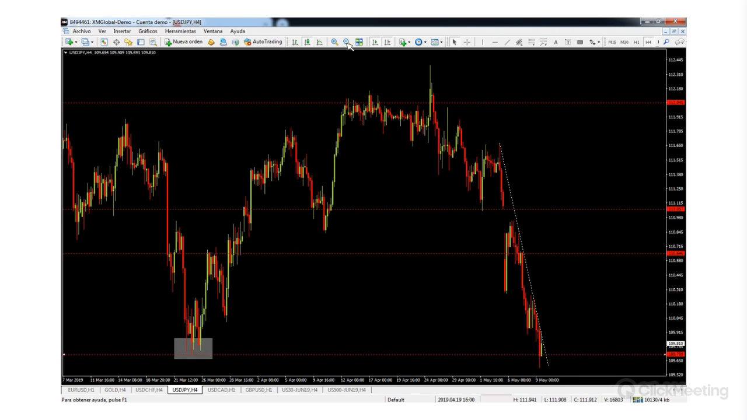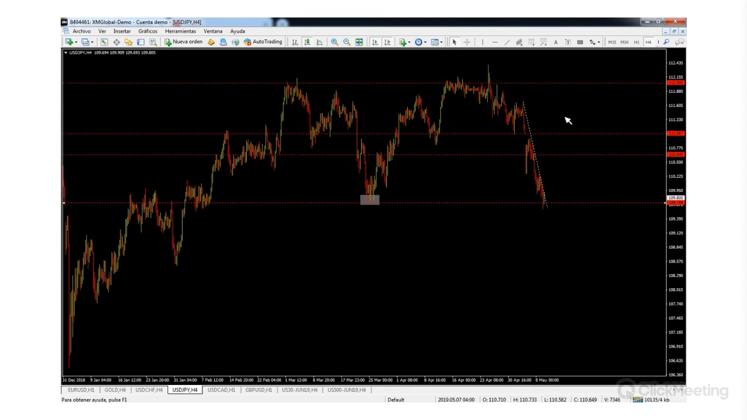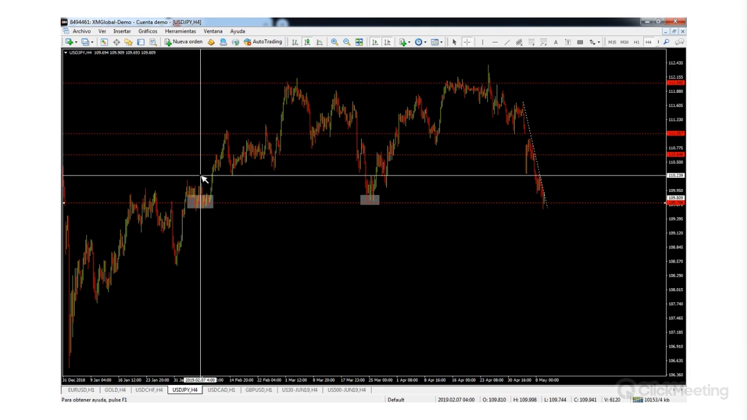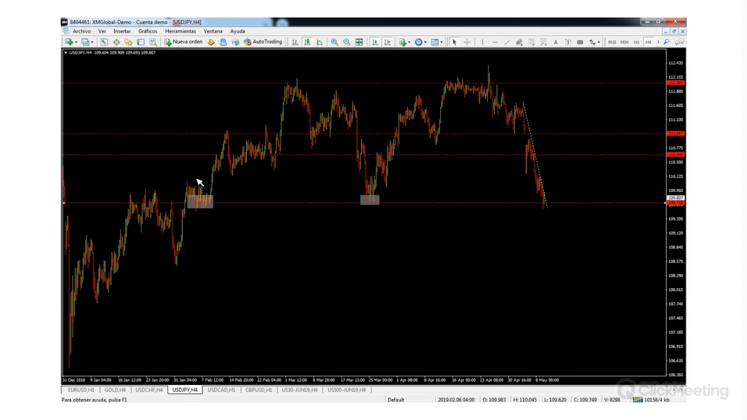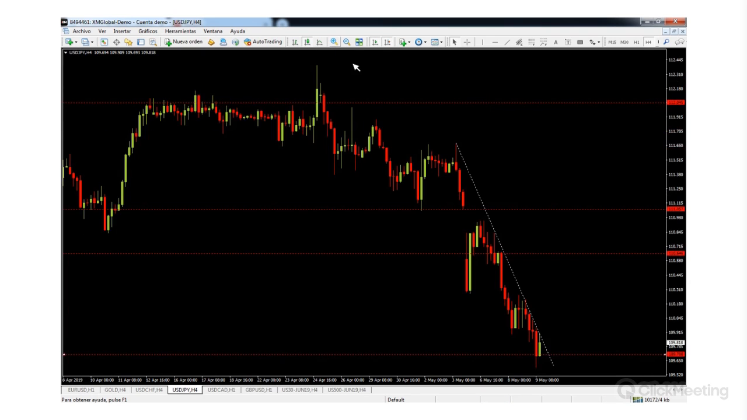All right. Now I'm going to zoom in because I want to show you how important. Not only did we test it here and find buyers that brought price up and tried to break the 112 level again, but this was in early February 2019, this year. We broke to the upside. We tested this level, and again buyers were found. And now we are testing it again. So for me this is a huge level.